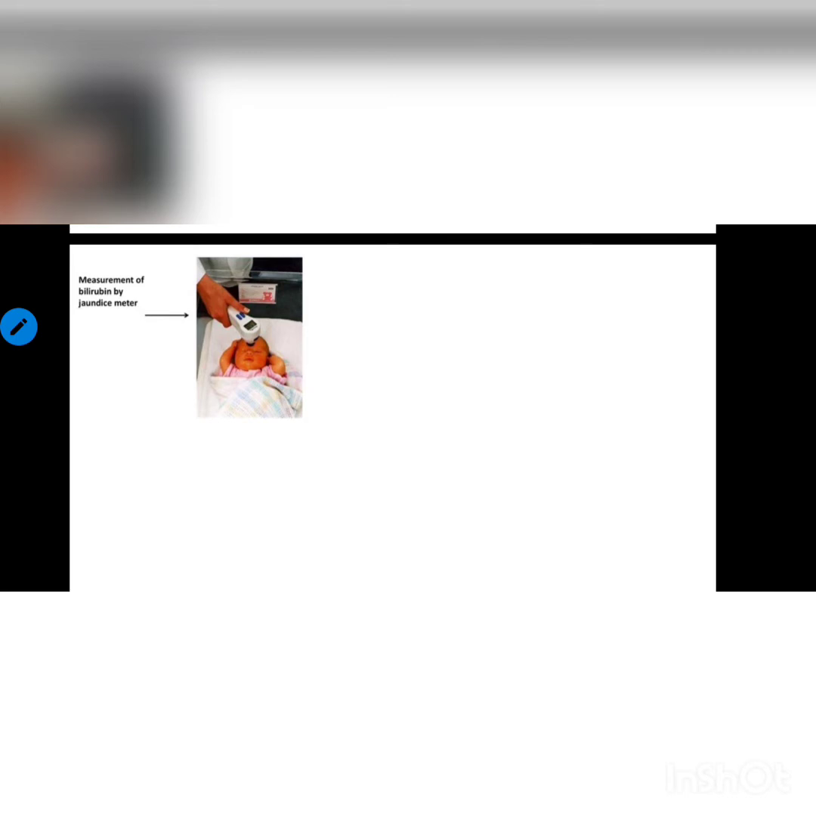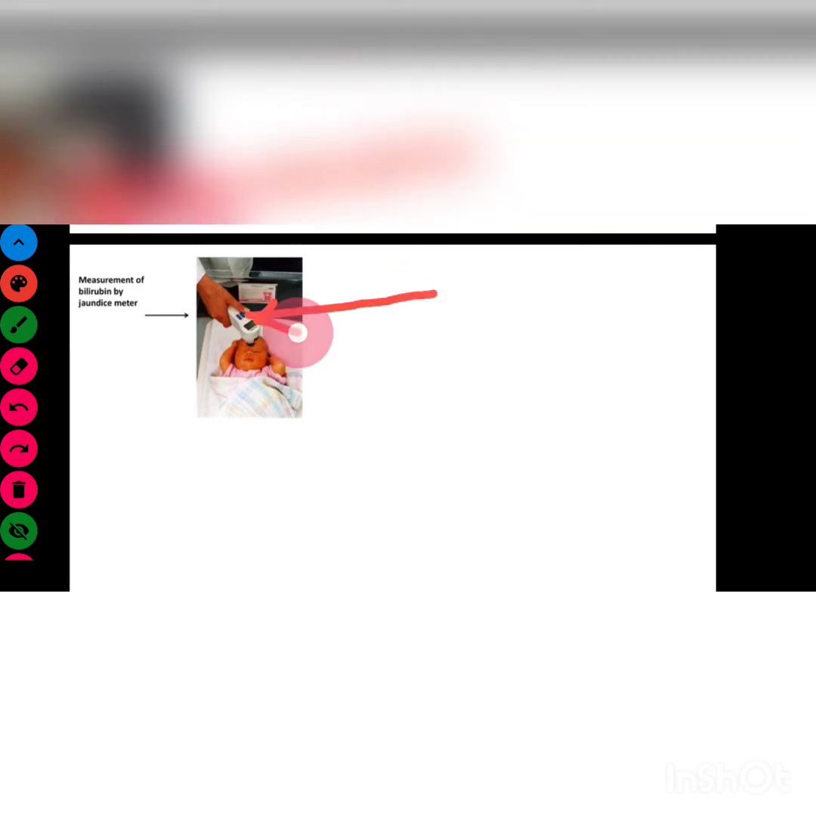Measurement of bilirubin by jaundice meter. This is the jaundice meter.